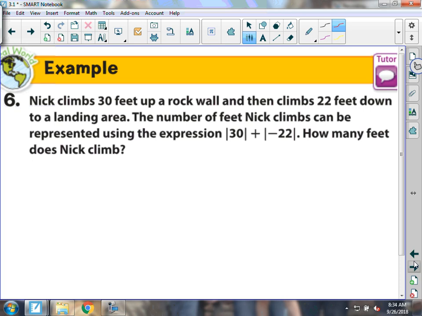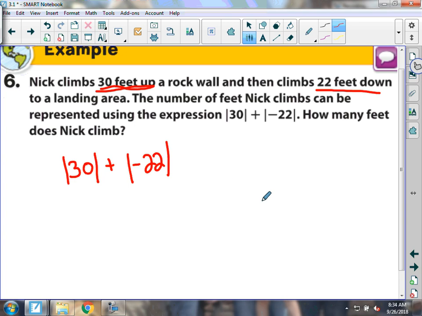Okay, so climbs 30 feet up. So what integer do I use for going 30 feet up? The positive 30. Okay. And I'm going to use my absolute values plus climbs 22 feet down. What integer is 22 feet down? That's negative 22. And again, I'm going to use my absolute values. Here's why I use absolute values.